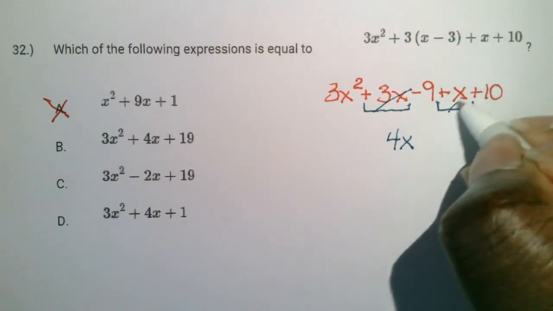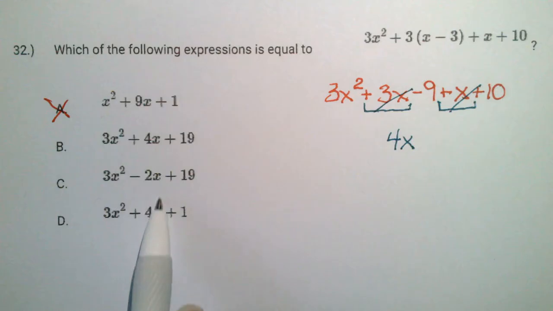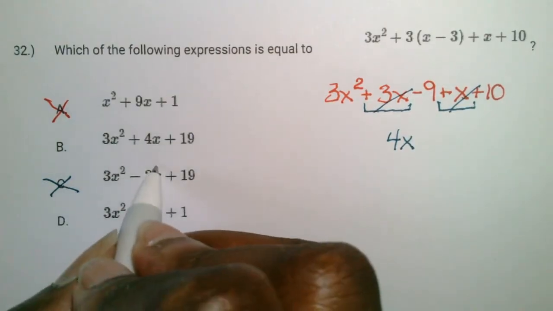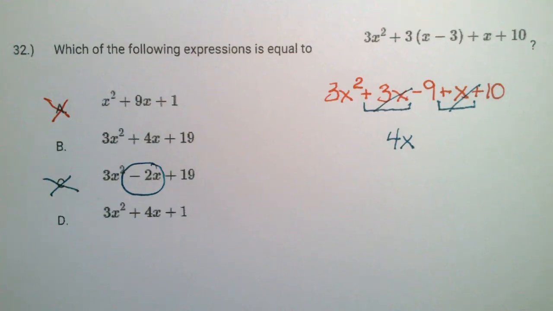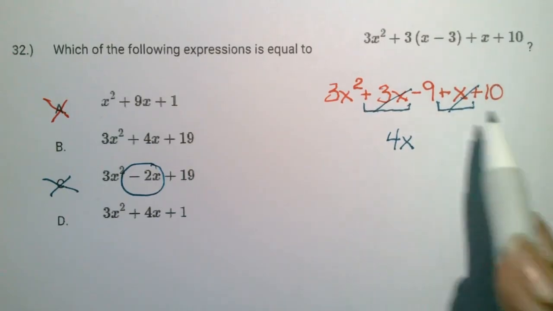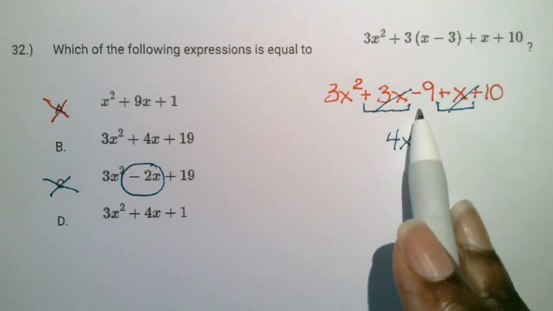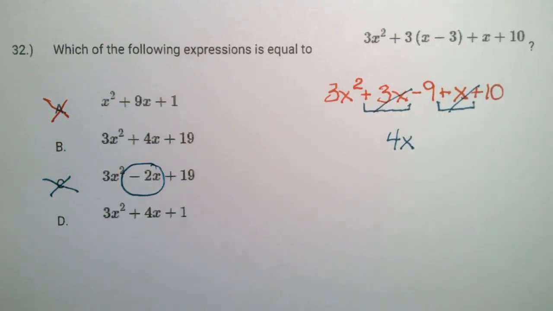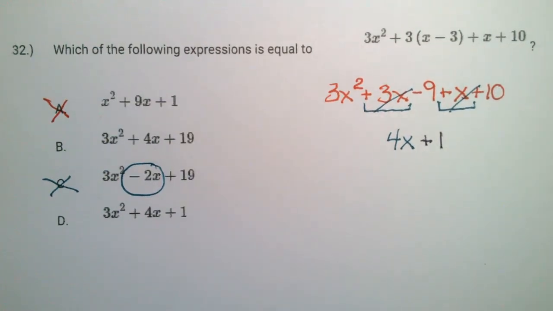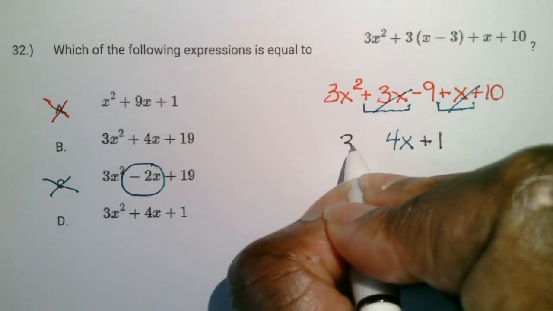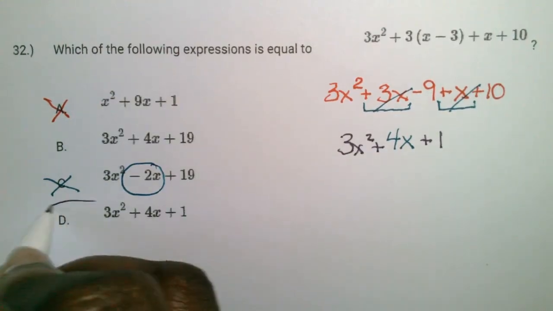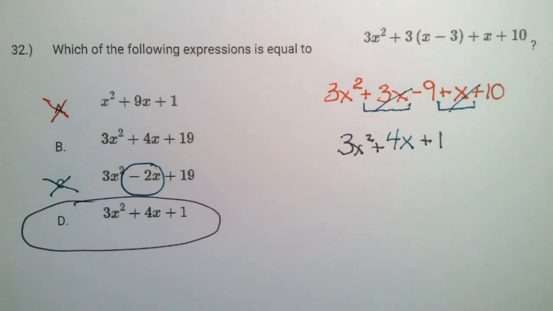Now, since we combined those to get that 4x, I'm looking at my answer choices. C is going to be out of the equation because it has a negative 2x, but we definitely have a 4x. Now negative 9 plus 10, those are like terms, so when I combine those, that gives me a positive 1. All we have to do is bring down our 3x squared, and we have positive 4x plus 1. That means our answer is going to be D.